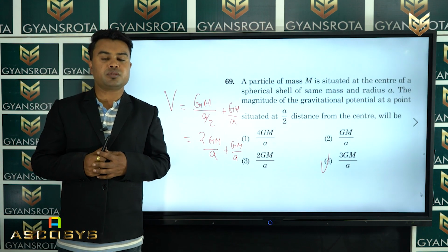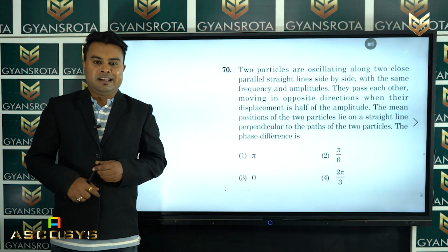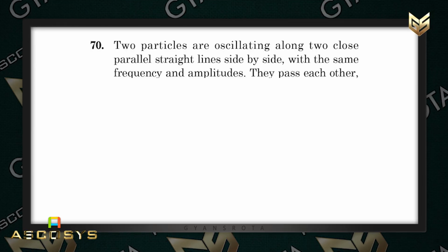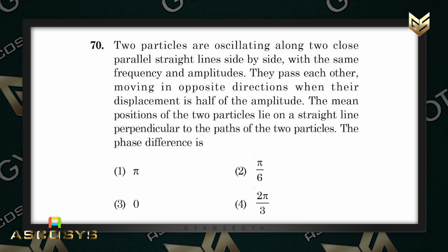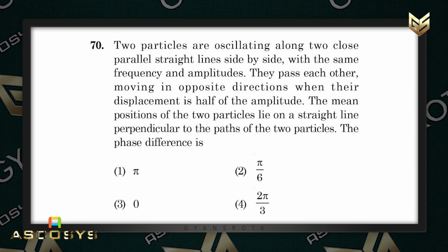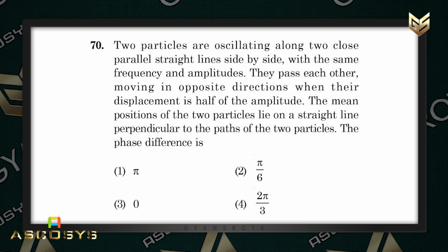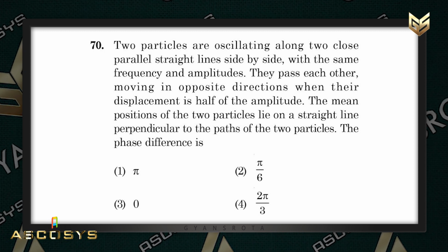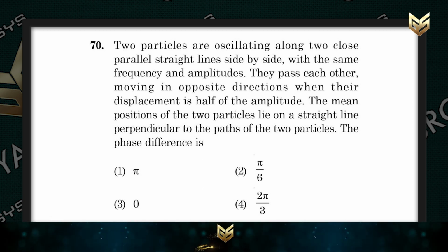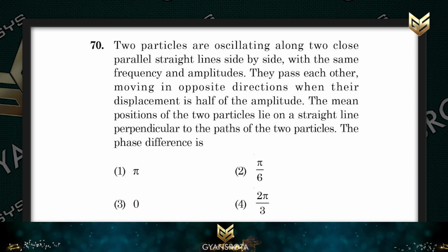Let us now move to the next question, question number 70. It says two particles are oscillating along two close parallel straight lines side by side. Fine. Hope you understood this part. With the same frequency and amplitude. The two particles are vibrating with the same frequency and amplitude. They pass each other, moving in opposite directions, where the displacement is half of its amplitude. What will be the displacement?